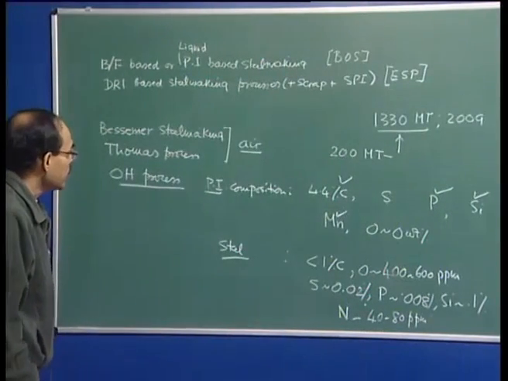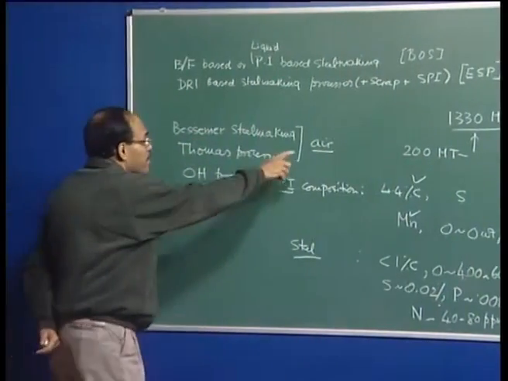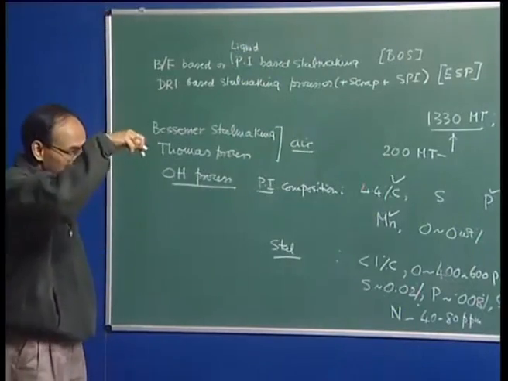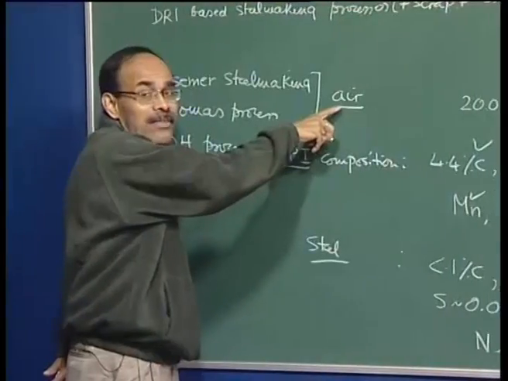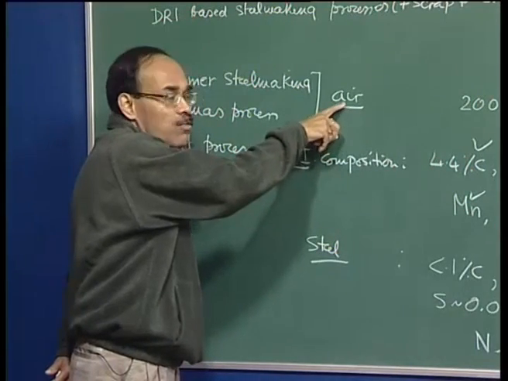Now, if you introduce oxygen, for example through air, you can understand that this air is going to have nitrogen in it, 79% nitrogen, 21% oxygen.